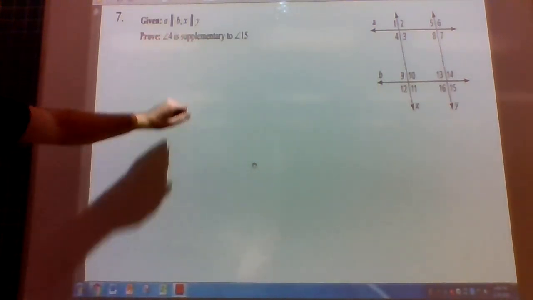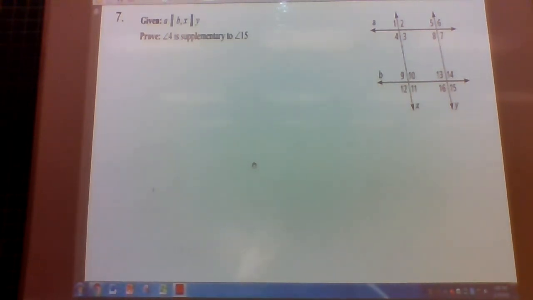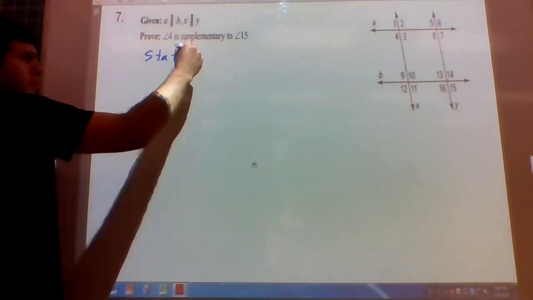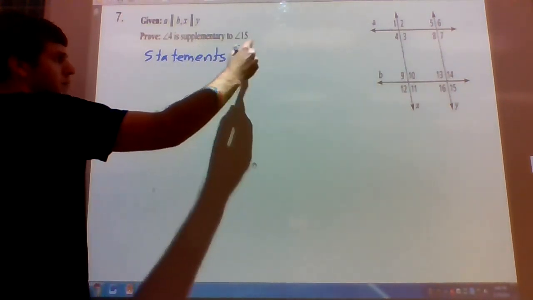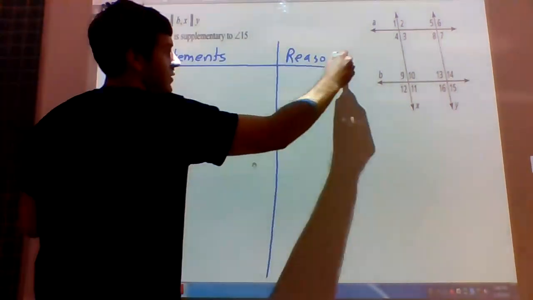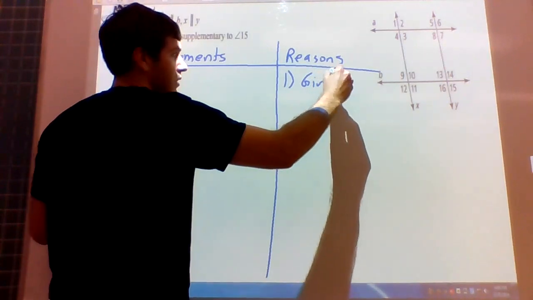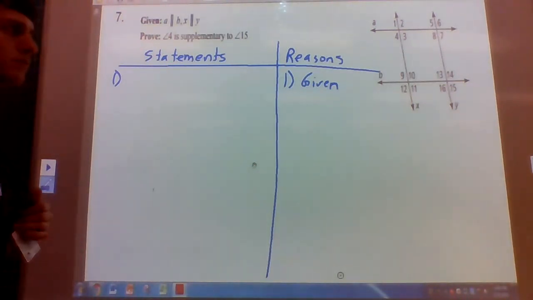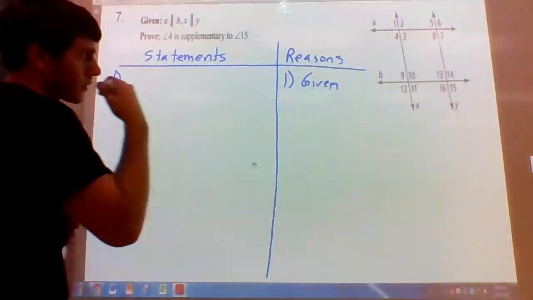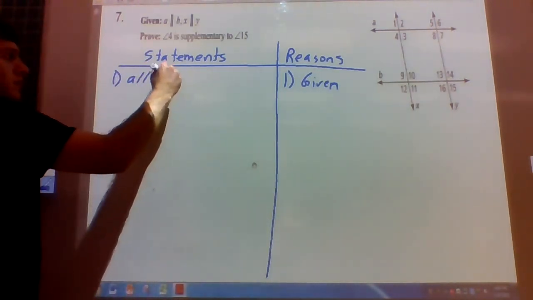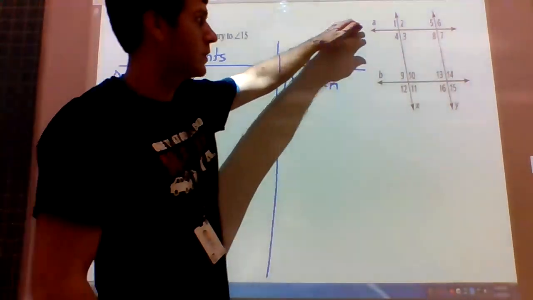For whatever reason, you guys find it harder when you're not dealing with numbers, when you're just simply dealing with expressions and stuff like that. Well, let's do our statements given. And this is very similar to number 4, so same idea. Statements, reasons. Okay, so this is our given. Not that I want you memorizing the process, it's just, I get that these are difficult. So we're given that A is parallel to B, and we're given that X is parallel to Y.